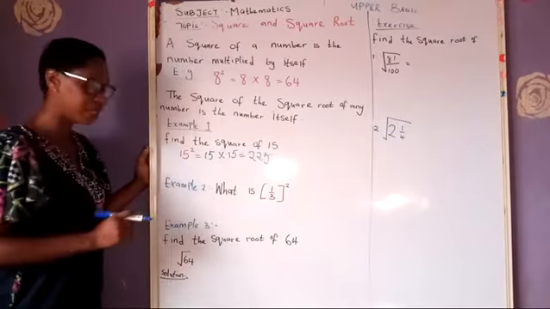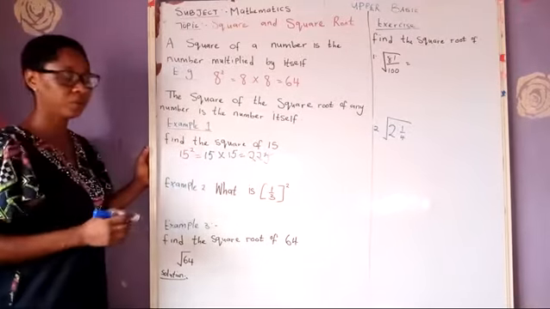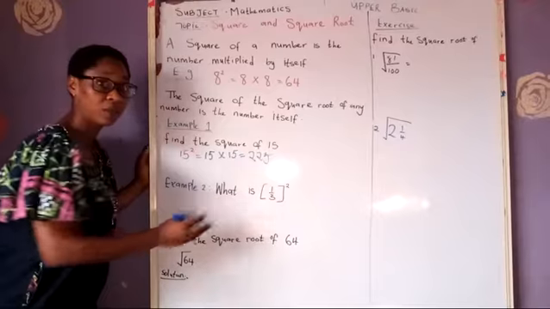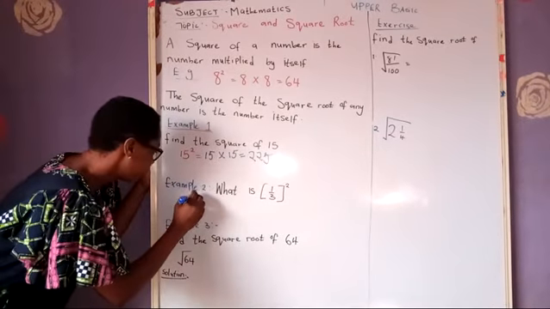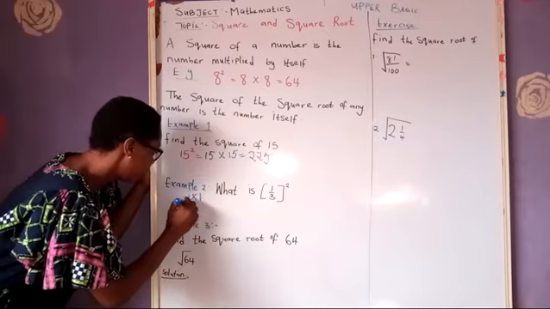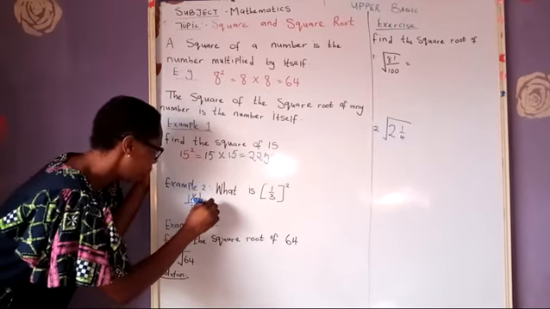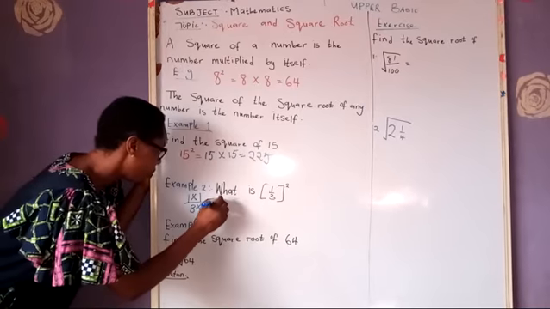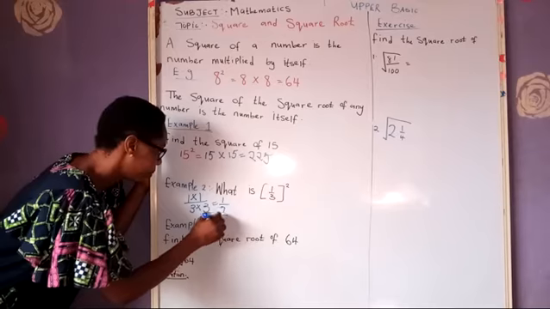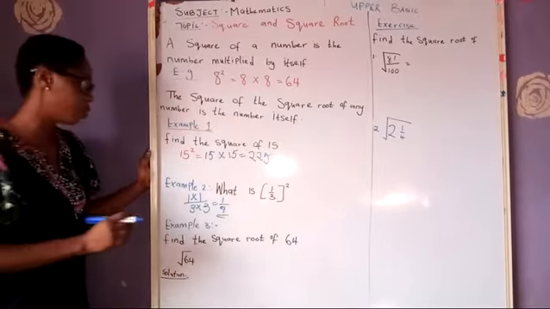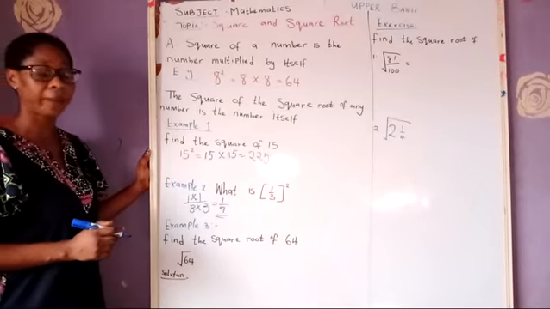Now, the second example says, what is the square of 1 over 3? It will be 1 times 1 over 3 times 3. 1 times 1 will give us 1, 3 times 3 will give us 9. So the square of 1 over 3 is 1 over 9.